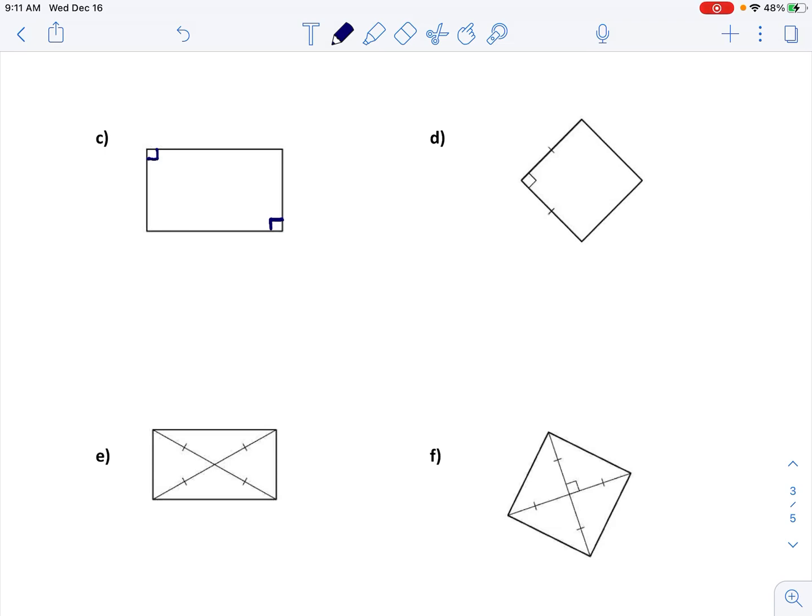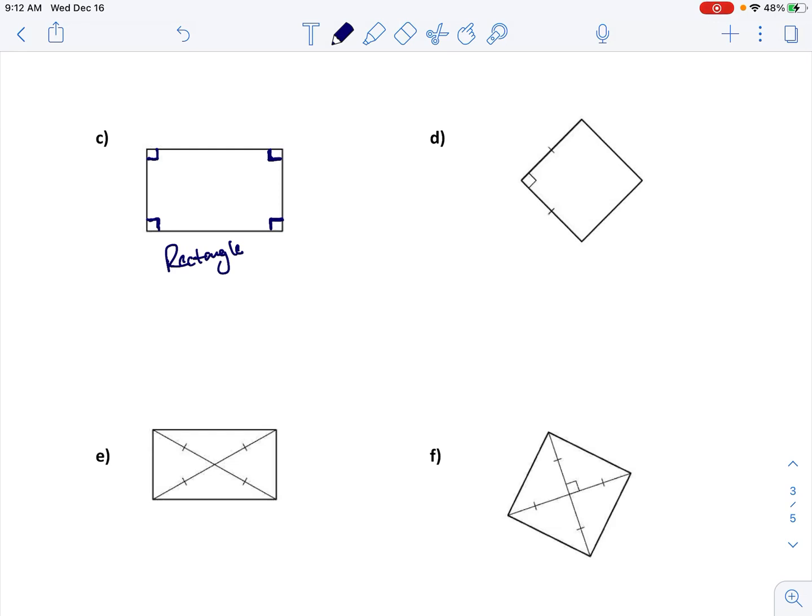And because it's a parallelogram, I know that consecutive angles have to be supplementary. So if those are 90, well, then this angle has to be 90, and this angle has to be 90 as well. Friends, this is a rectangle. This is a parallelogram with 4 equal angles. They're all right angles.